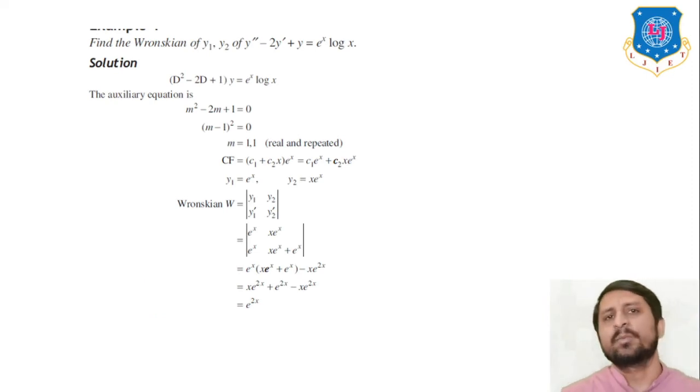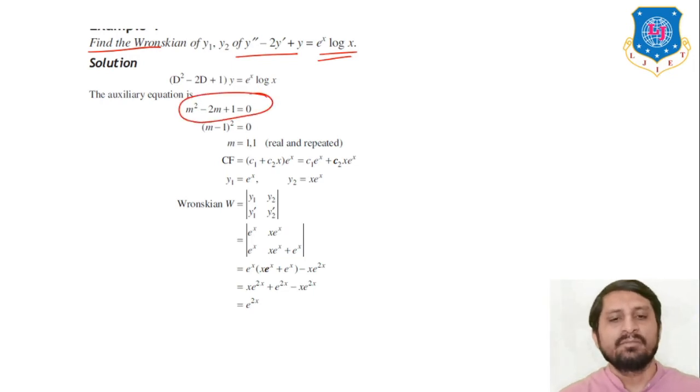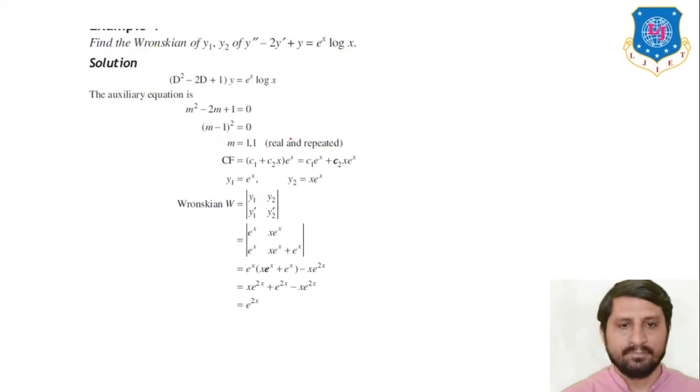Suppose sometimes they ask only about the Wronskian determinant. So find the Wronskian determinant for this equation: y double dash minus 2y dash plus y is equal to 0. Clearly this is your f of m: m square minus 2m plus 1, so m minus 1 whole square is equal to 0. So m equals 1, 1, a real and repeated root. c1 e raised to x plus c2 x e raised to x, that is your complementary function.